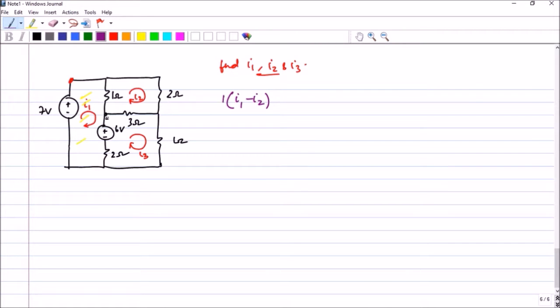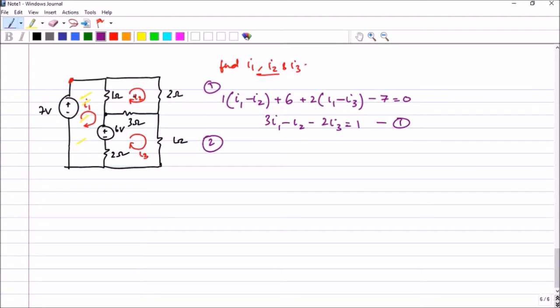All right. Now, then I am coming to the 6 volt source. So it is plus, so plus 6. Now when I move through the 2 ohm resistor, clearly I can see that I1 and I3 are in opposition with each other. So I get plus 2 into I1 minus I3 and then I am reaching the minus 7 volt. So minus 7 equal to 0. So if I solve this, I will get 3 into I1 minus I2 minus 2 into I3 equal to plus 1. So this is my first equation for the first mesh.